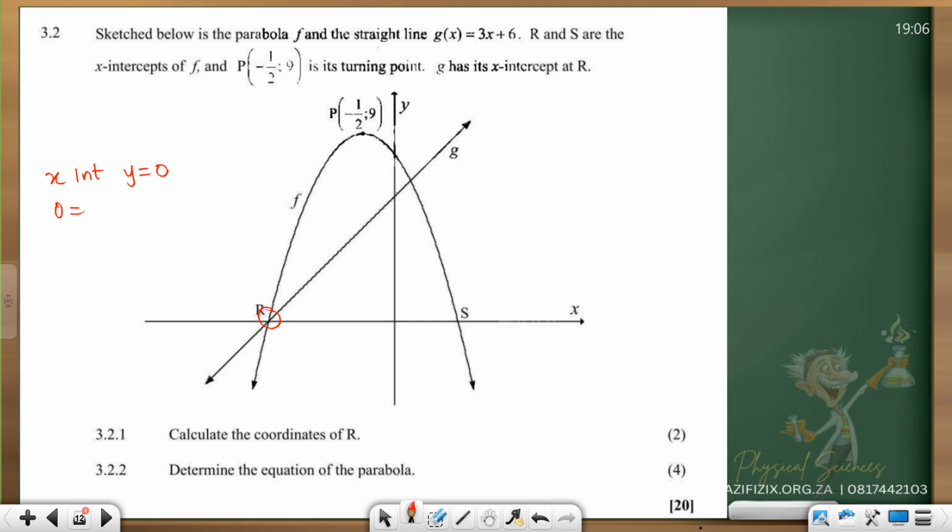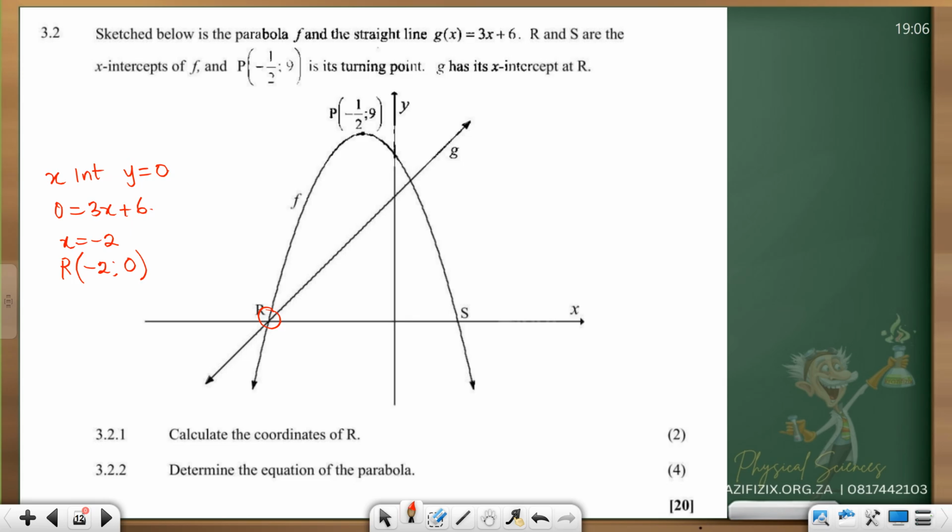So we can use g of x. 0 is 3x plus 6. What is x? -2. Please, if they say coordinate, write it out. X is -2 and y is 0. Otherwise, you lose that mark. Determine the equation of the parabola.